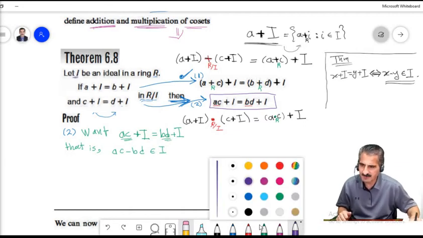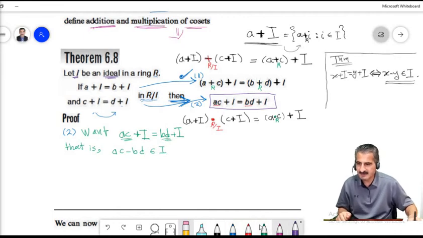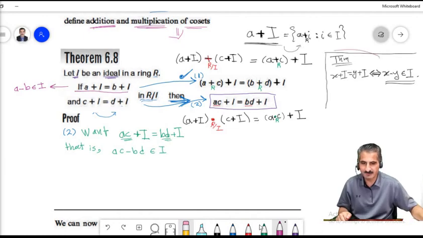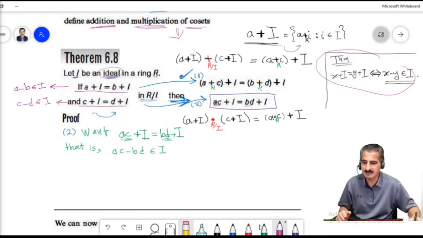Okay, so remember we have an ideal, and remember that this says A minus B belongs to I, correct, by this theorem here. And this says C minus D belongs to I. Good. And we want to use that I is an ideal, and we need all that to prove this thing. Okay, let's see.